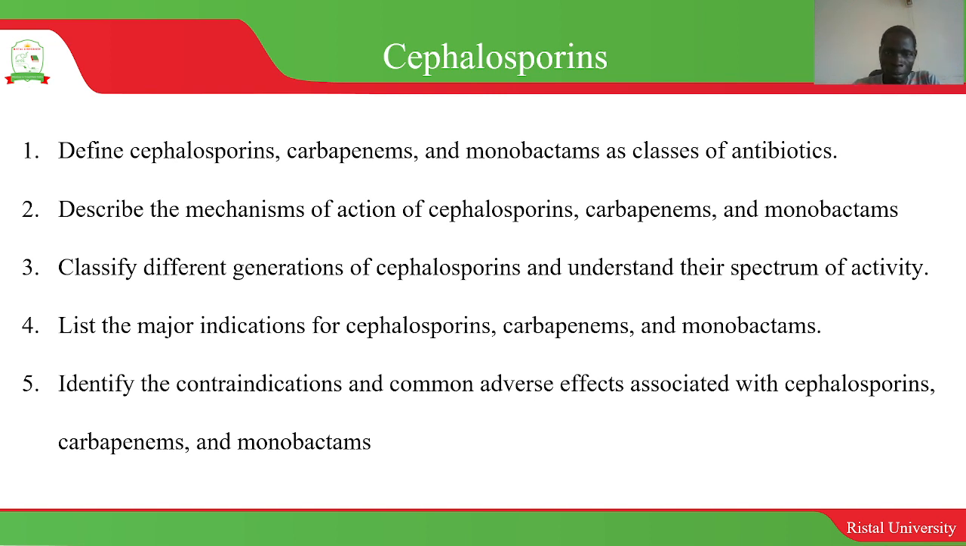By the end of this lecture, you should be able to define cephalosporins, carbapenems, and monobactams as classes of antibiotics. Describe the mechanism of action of cephalosporins, carbapenems, and monobactams, and classify different generations of cephalosporins and understand their spectrum of activity. List the indications for cephalosporins, carbapenems, and monobactams, and also be able to identify the contraindications and common adverse effects associated with them. Let's get started.